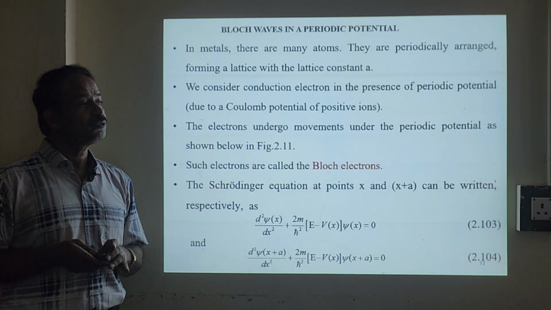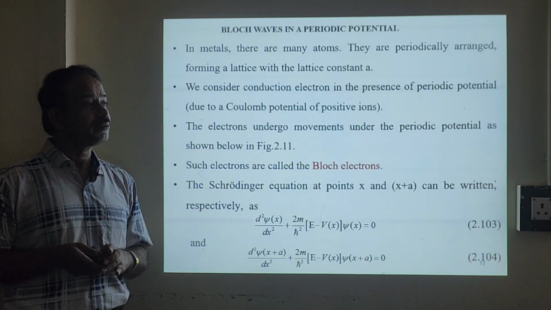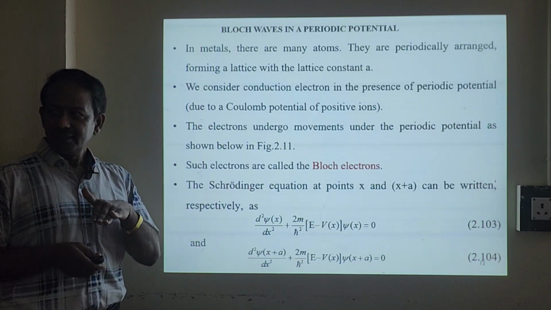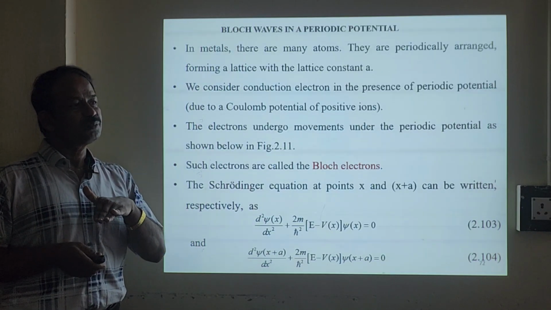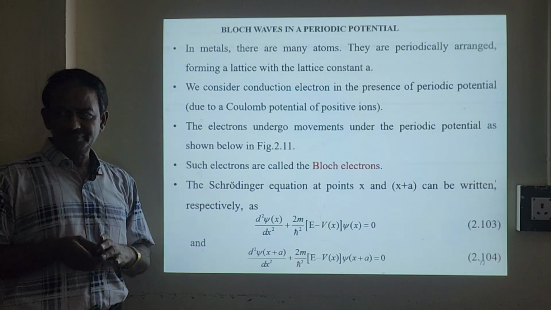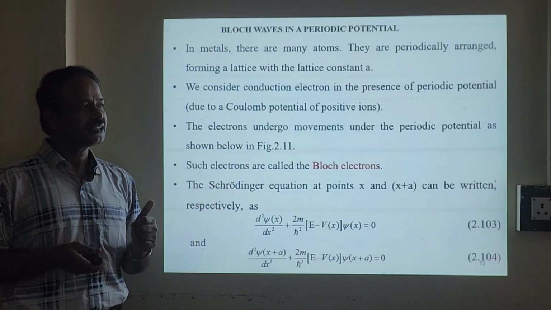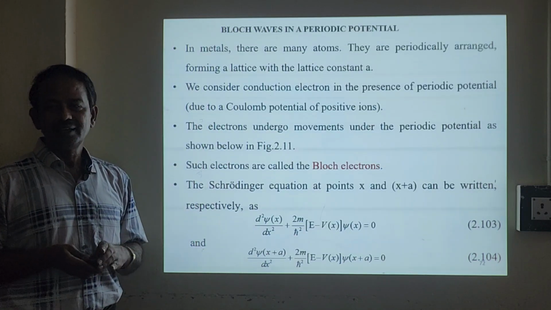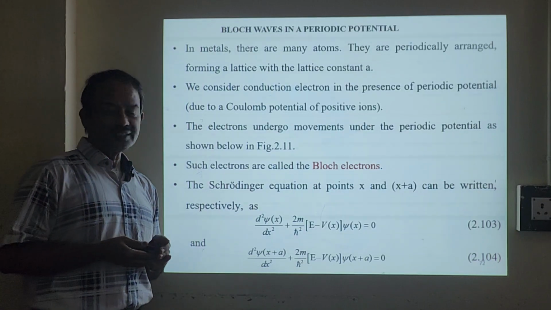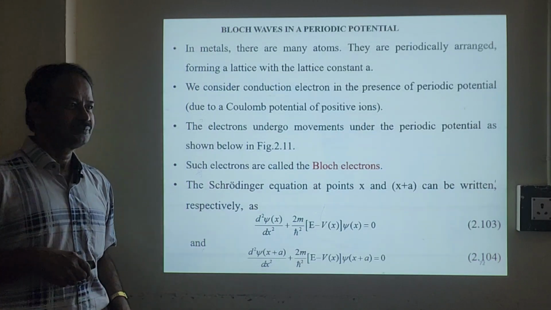Earlier Sommerfeld put forth the quantum theory of solids, that is, the electrons will move in a constant potential. So this was the idea given by Sommerfeld. Whereas Bloch said the other way around.